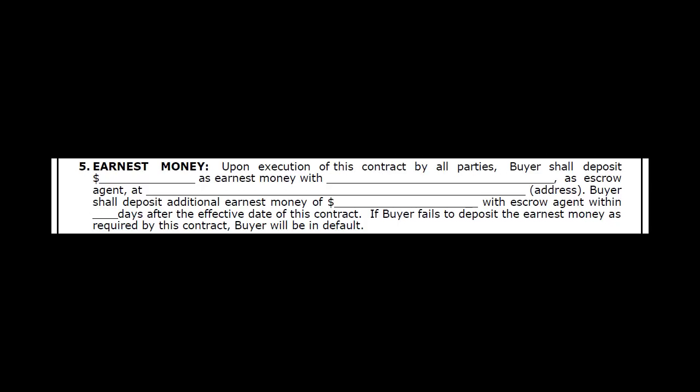Now let's talk about the last two blanks here. It says the buyer shall deposit additional earnest money within X amount of days. That's a section that I've seen a builder utilize, although the builder would normally use a different contract. But that would be a circumstance where, if the builder entered a new phase of construction, they wanted additional earnest money. That could be utilized there.